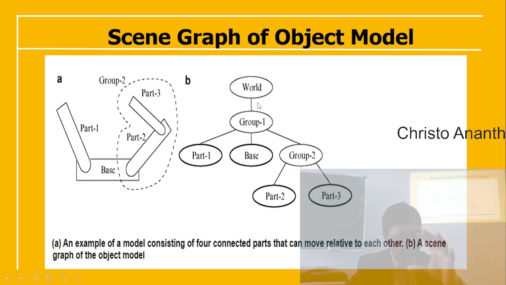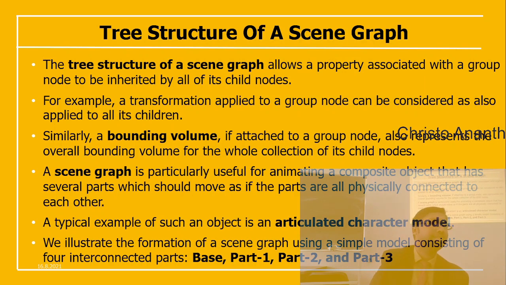So here we'll have the complete world, then group 1. Within group 1, you'll have base, part 1, then group 2. Within group 2, again, part 2, part 3. Okay, so you'll be having several parts in the scene graph. So we'll understand the tree structure of the scene graph. The tree structure of the scene graph has a property associated with the group node to be inherited by all of its child nodes. So whatever the parent follows, the child also will try to follow. Okay. Right. So for example, a transformation applied to the group node can also be considered as applied to the children. Similarly, a bounding volume, if attached to that particular group node, will also represent the overall bounding volume for the whole collection of the child nodes.